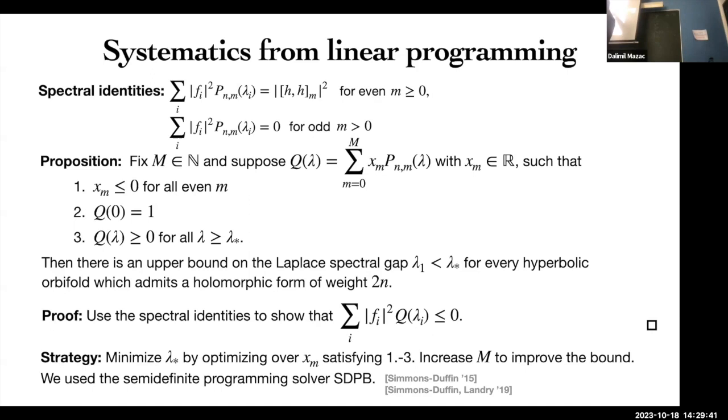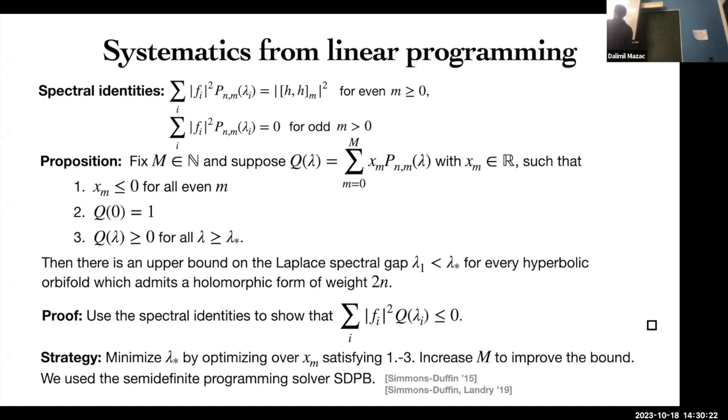So these are the spectral identities at the top, which constrain the spectrum, and linear programming relies on the proposition which is here. You first construct some linear combination of the identities with some yet to be determined real coefficients x, provided the x's are non-positive for all even m's, and provided Q satisfies some normalization, and provided that Q is non-negative above lambda star, then you can use this to certify an upper bound on the spectral gap lambda 1.